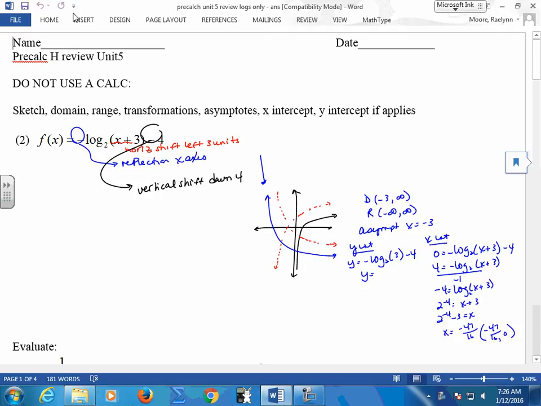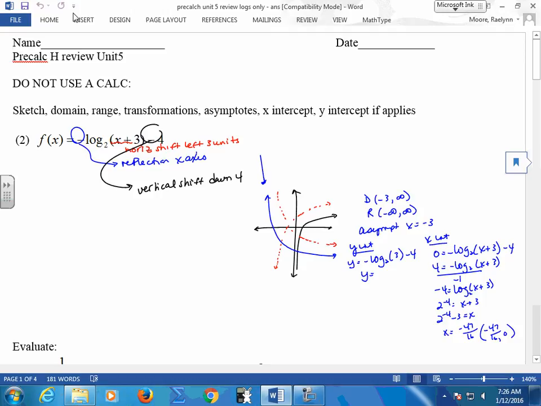You're going to have a non-calculator part and then a calculator part. The y-intercept, again, if it's feasible, if it applies. It didn't apply here because you would need your calculator to do that. So leave that be. The x-intercept you can absolutely find. You can leave that in fraction form.